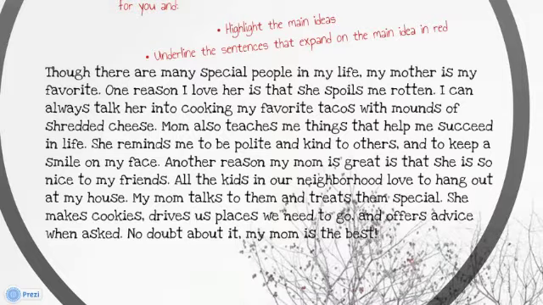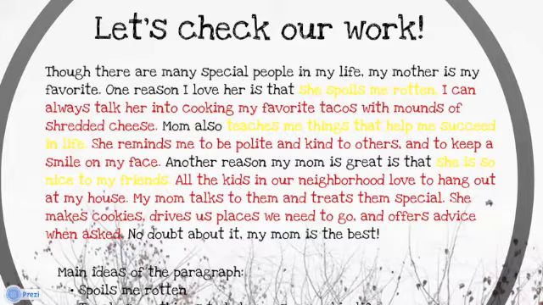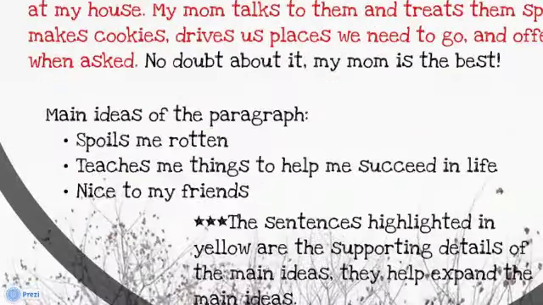So go ahead and pause the video and go back to the paragraph, and again, highlight the main ideas and underline the sentences that expand on that main idea in red, and then come back to the video. All right, let's check our work. Okay, so in the paragraph, we notice that the main ideas are that she spoils me rotten, teaches me things to help me succeed, and is nice to my friends. And then everything in red are the pieces that expand on those main ideas.